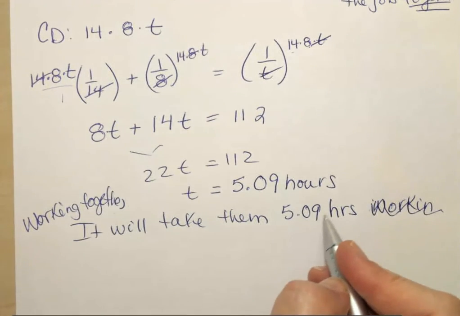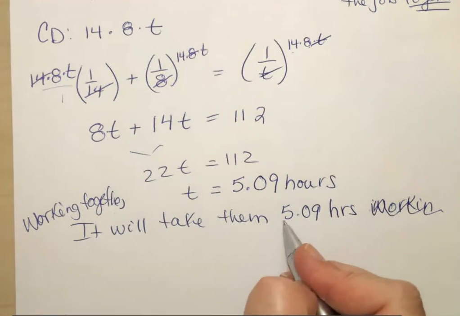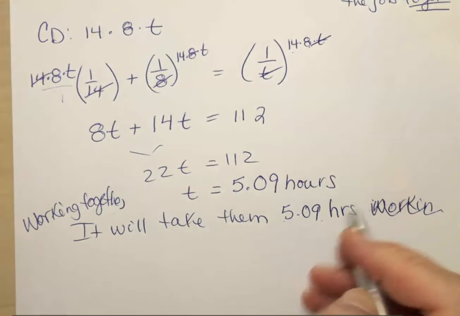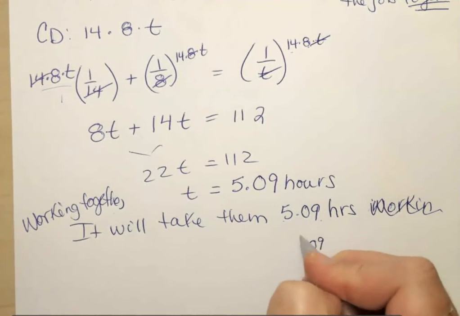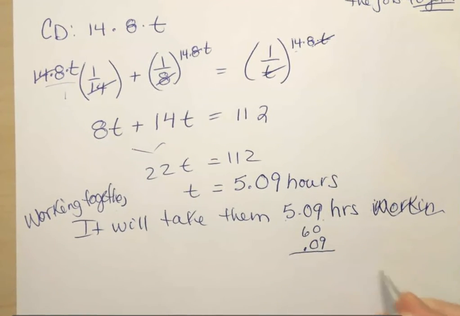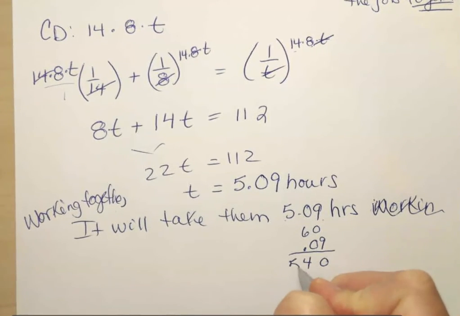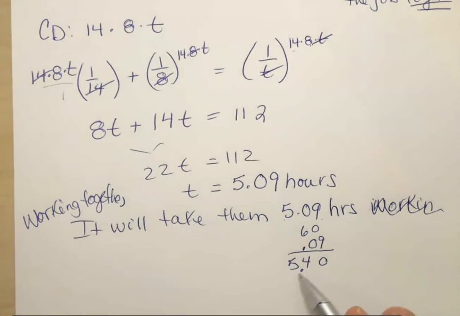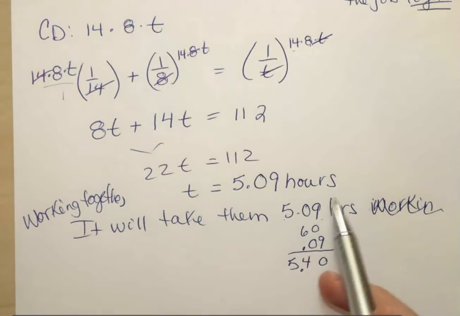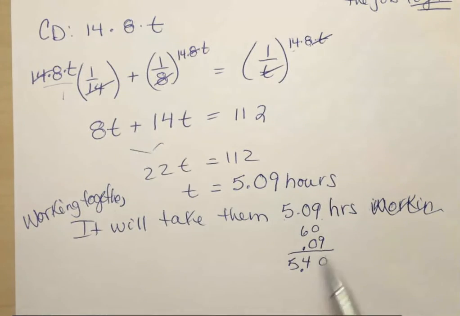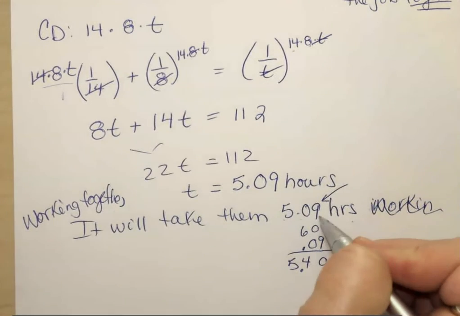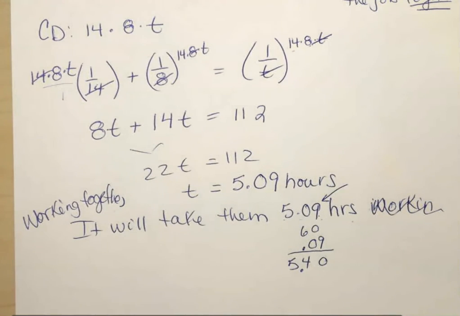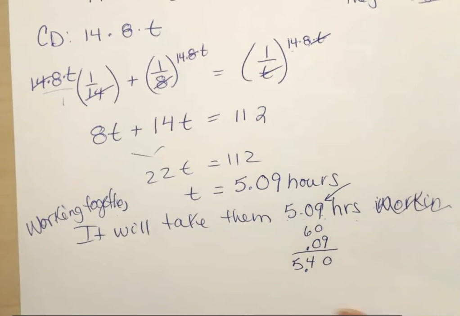Now, this .09 hours does not mean 5 hours and 9 minutes. This is 0.09. We would have to multiply that by 60 minutes in an hour. So it's about 5 hours and 5.4 minutes. You don't have to take it that way, but I really want you to know that this 0.09 does not mean 9 minutes. All right, so let's do one more and then we'll be done.